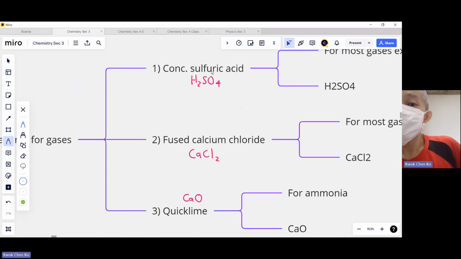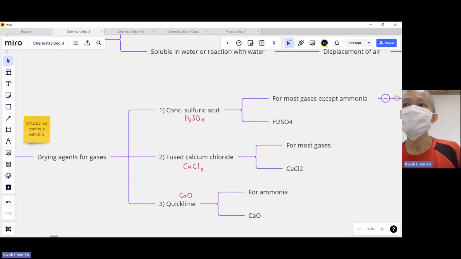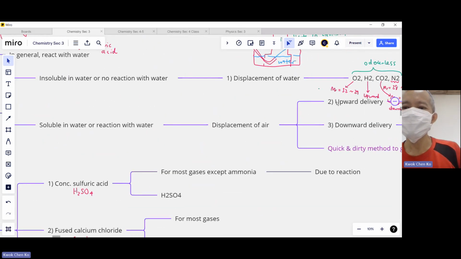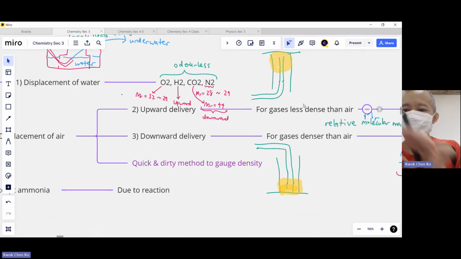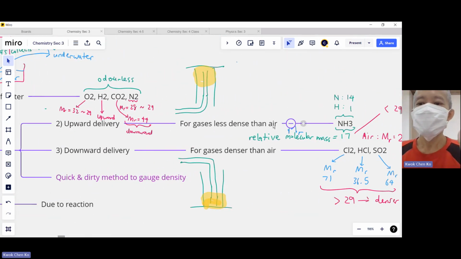So sulfuric acid is of course an acid. Therefore, you cannot use it to dry an alkaline gas. Fortunately, I haven't mentioned that part yet. Some gases are acidic, some are alkaline. Of course you don't know, but that's all right. You learn along the way.